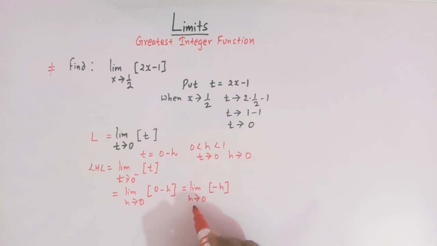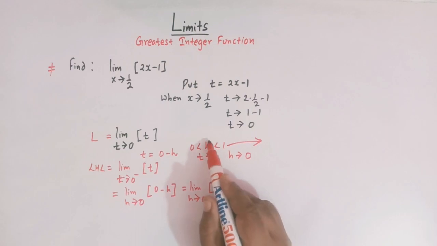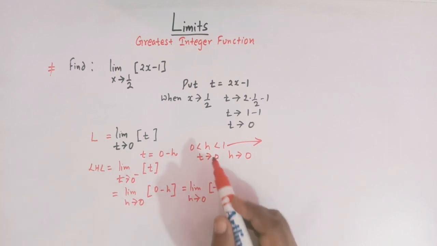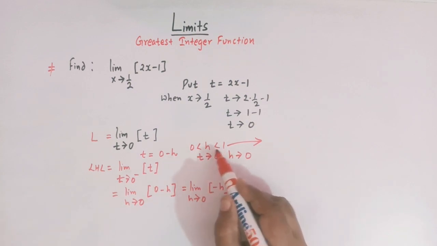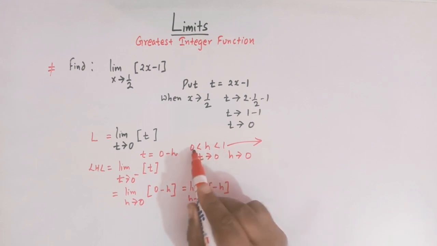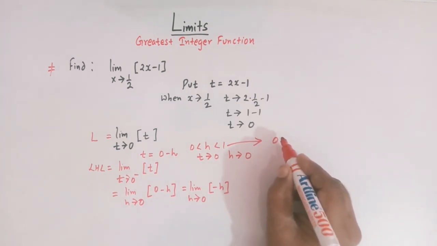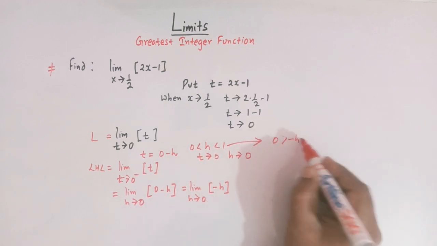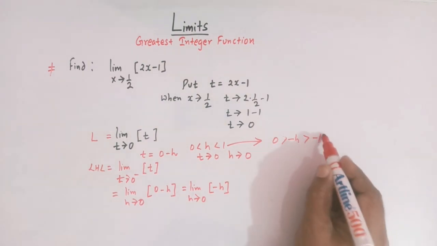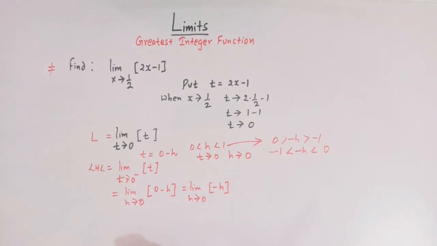Here we cannot directly substitute h equal to 0, so we will take help of this relation. Here h is a positive quantity and a very small quantity, and it lies between 0 and 1. If we multiply both sides throughout this inequality by minus 1, the direction of the inequalities gets reversed. So we get minus 1 less than minus h less than 0.